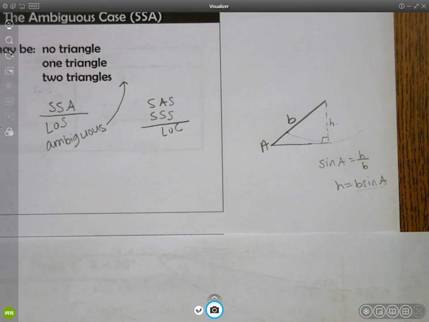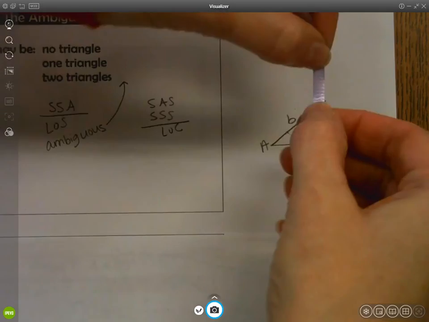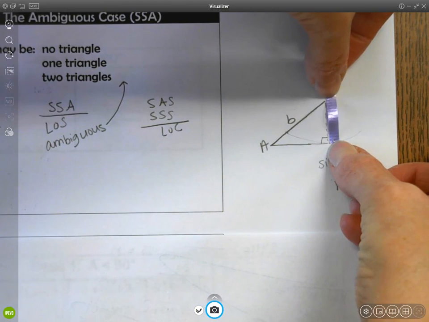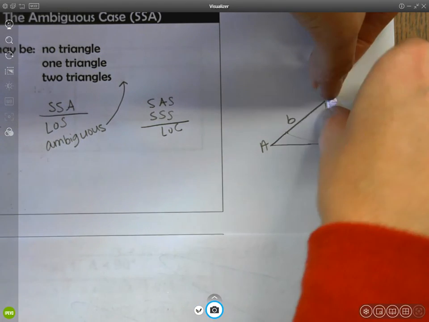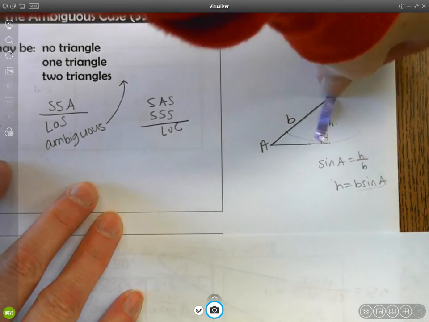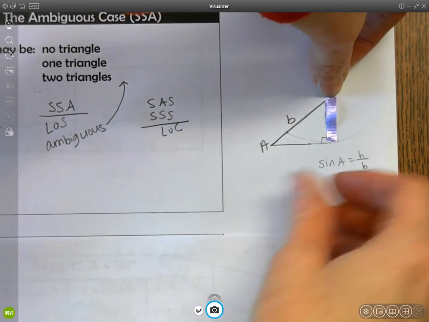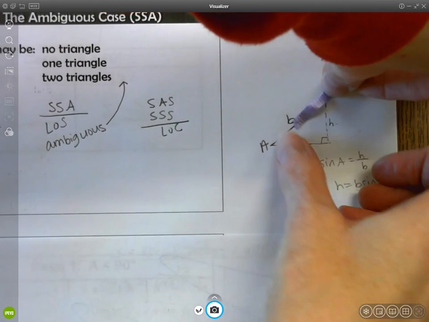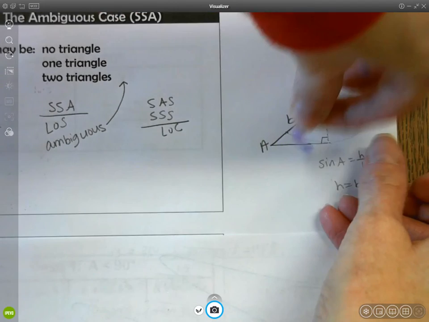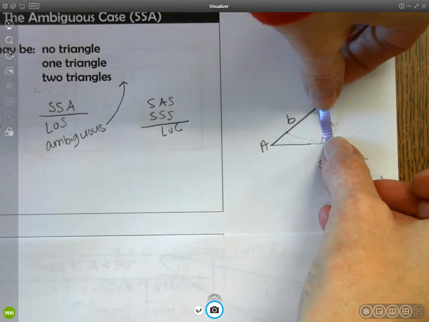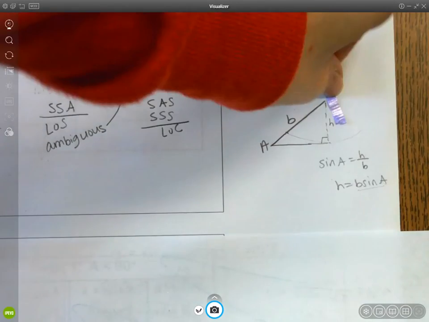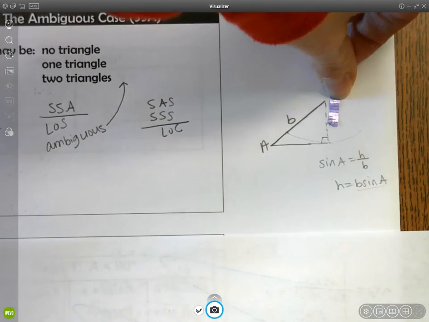Okay, so if I give you an amount for this side, that is the exact height of that side. So when I swing that around, it's not going to hit bottom anywhere but that one place. If I give you an amount that's shorter than that height, so I'm still shorter than side A, and I'm shorter than that height, then when I swing it around it will never touch bottom. So there's not going to be a triangle.